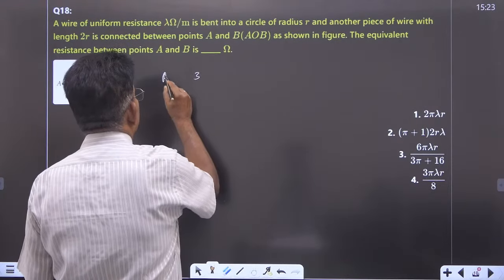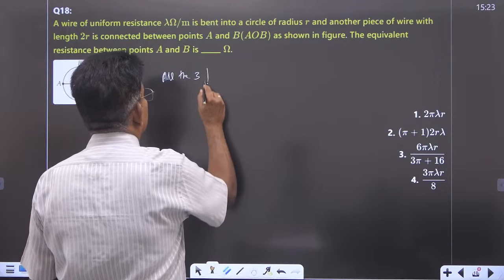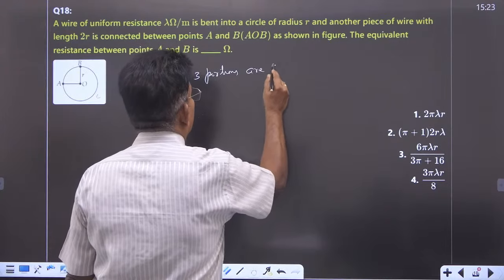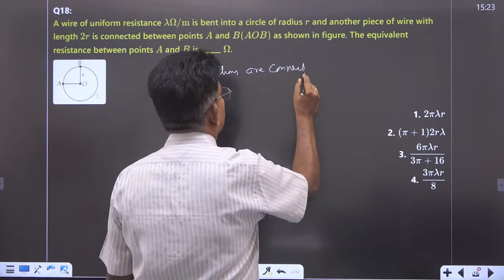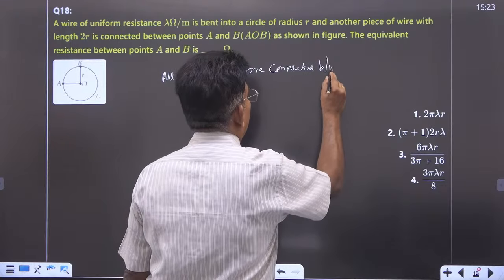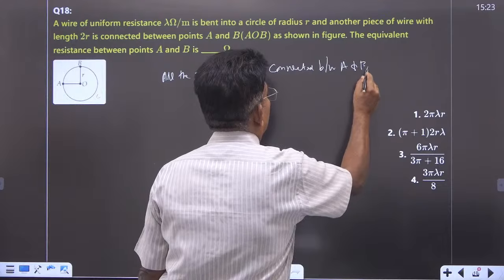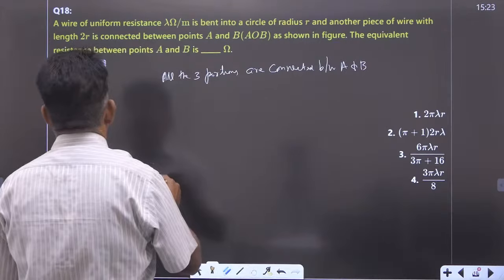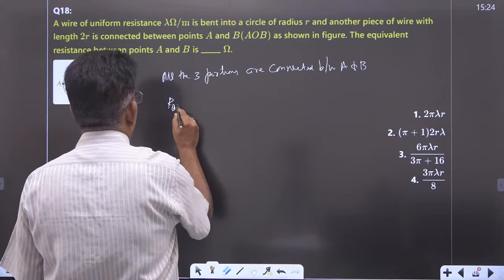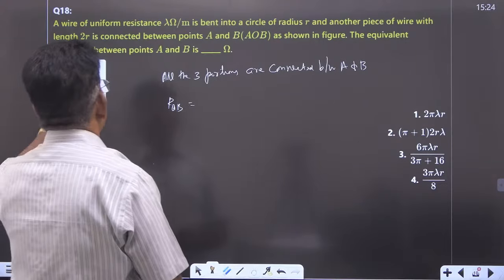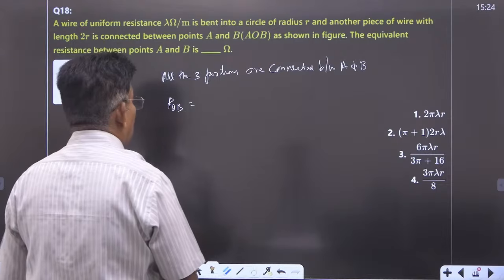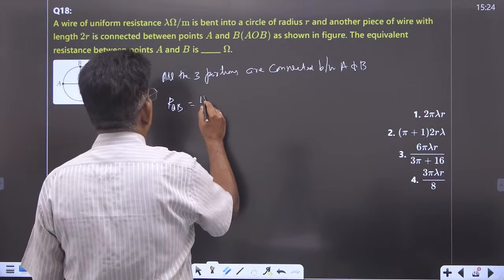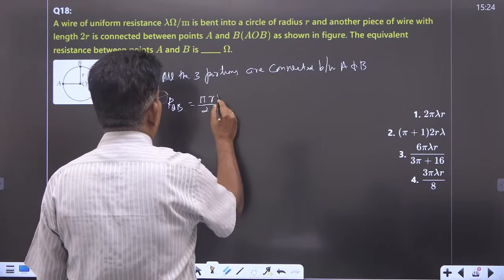All the 3 portions are connected between the points A and B. That means all the 3 portions are parallel to each other. Let us calculate the resistance of each portion. RAB, resistance of AB. It is a circle of radius R. This is a quarter of the circle. Its length will be pi r by 2. How much resistance per meter? Lambda. Therefore, this is pi r by 2 lambda.